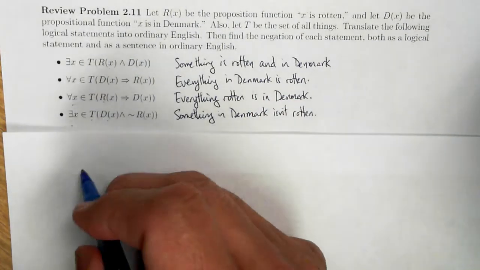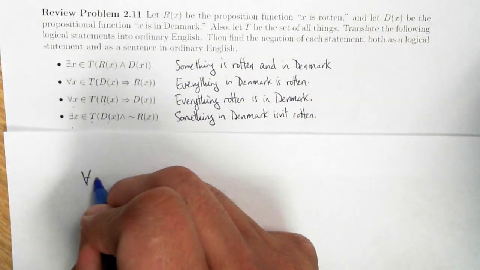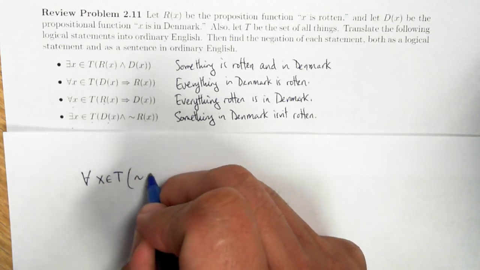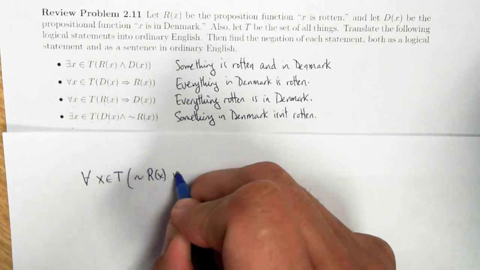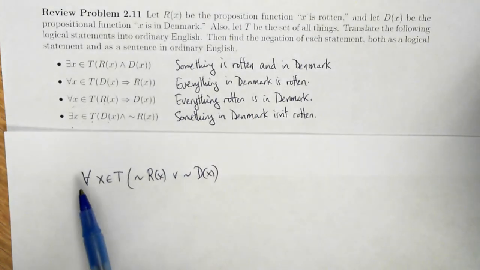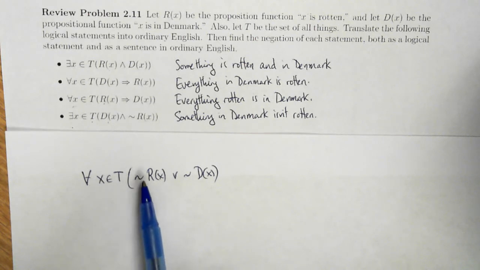So for the first one, if I negate it, I would have for all x and t, either not R of x or not D of x. Okay, so everything is either not rotten or not in Denmark.